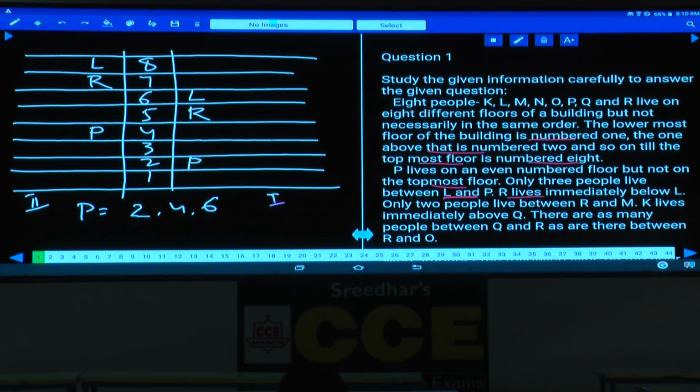Only 2 people between R and M. Now in the first case, below R, M is not possible, because if M is here, then M must be on the second floor, which is not possible. Hence, in the first case, M is above R, with exactly 2 persons in between R and M. Then coming to the second case, between R and M there must be exactly 2 persons. As R is here, above this R is not possible, and below this R is also not possible, because then M and P will be in the same place. Hence, the second possibility we took, P at the fourth place, is completely ruled out.